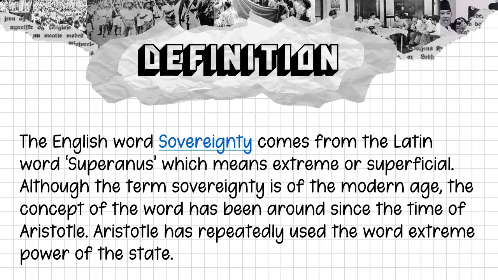Now let us define the word sovereignty. The English word sovereignty comes from the Latin word soveranus, which means extreme or superior. Although the term sovereignty is of the modern age, the concept has been around since the time of Aristotle. Aristotle repeatedly used the phrase extreme power of the state.